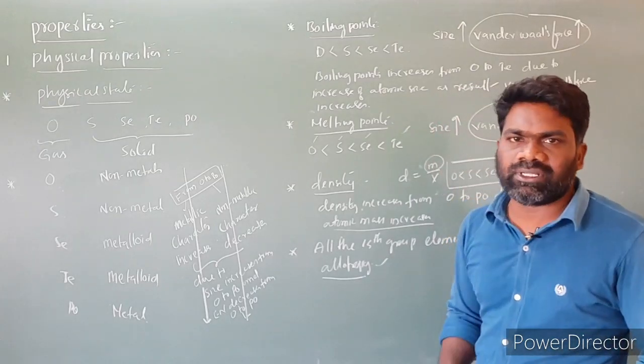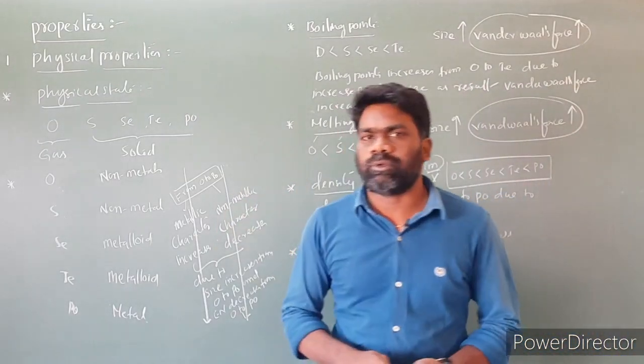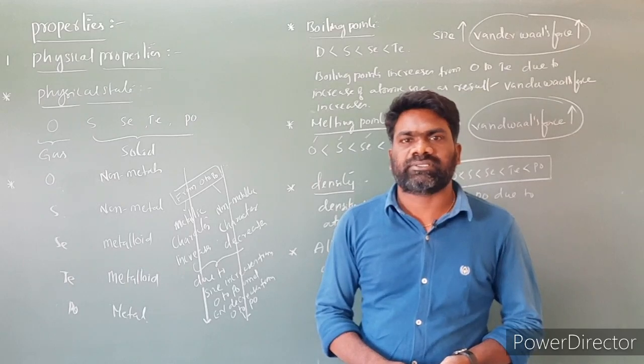Next, all these elements exhibit allotropy. So these are some physical properties of group 16 elements.